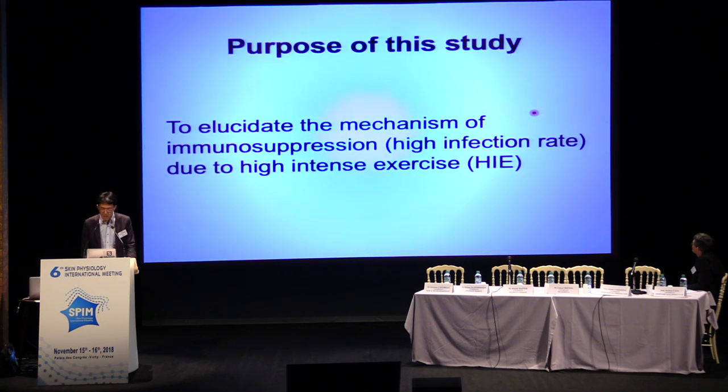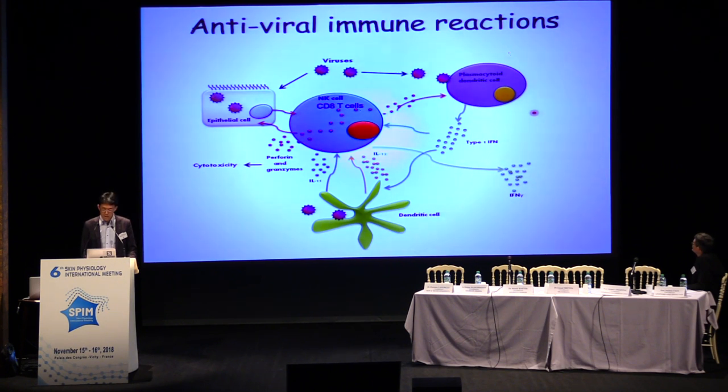So to elucidate the mechanism of immune suppression due to high intense exercise, HIE, we first review the mechanism of how we have antiviral immunity, how we can induce antiviral immune responses.